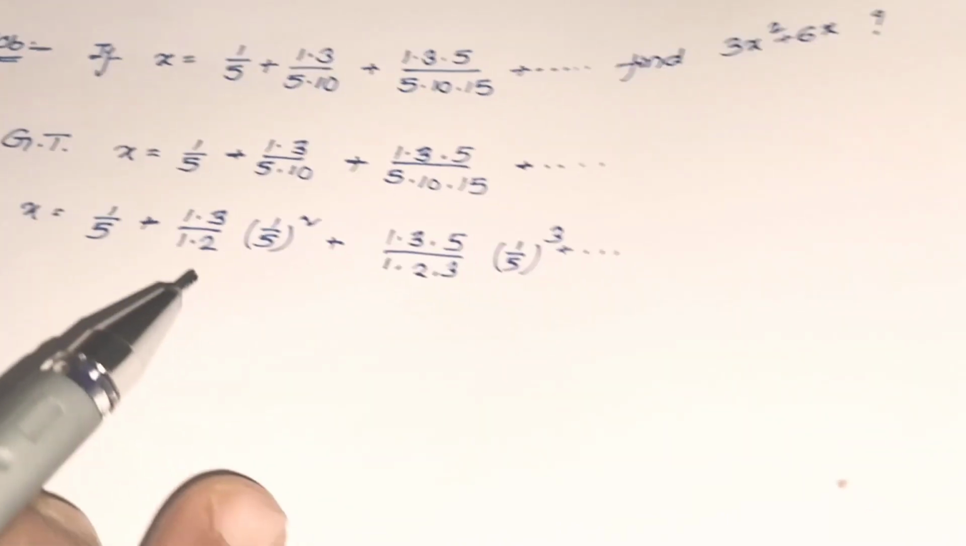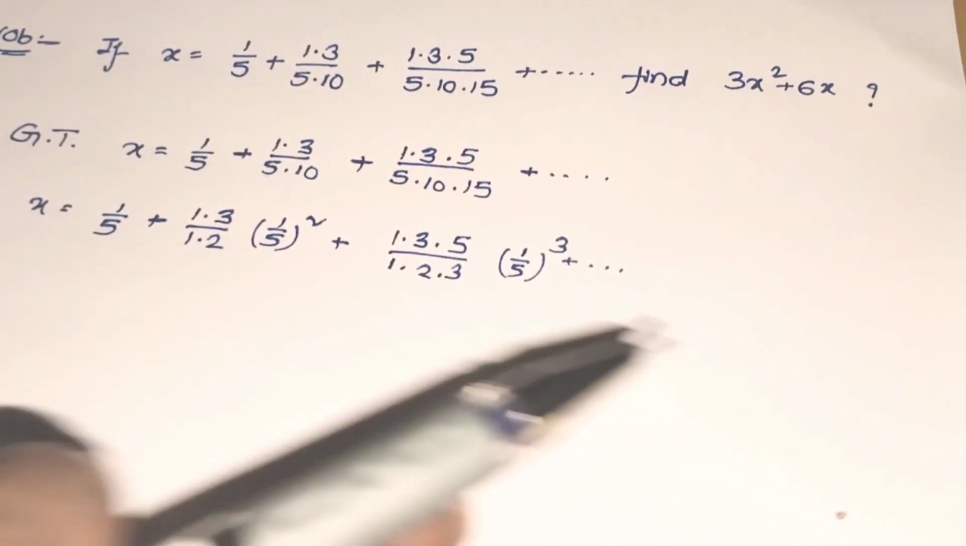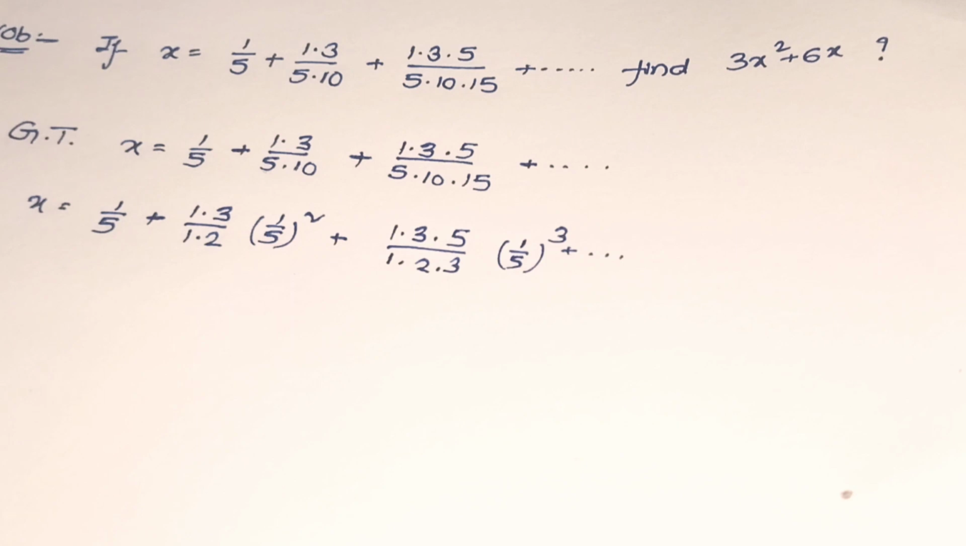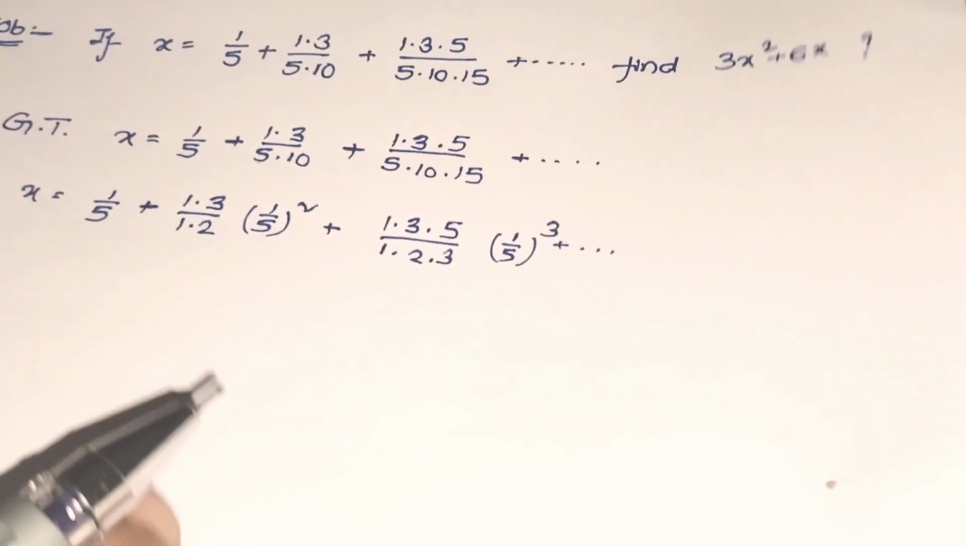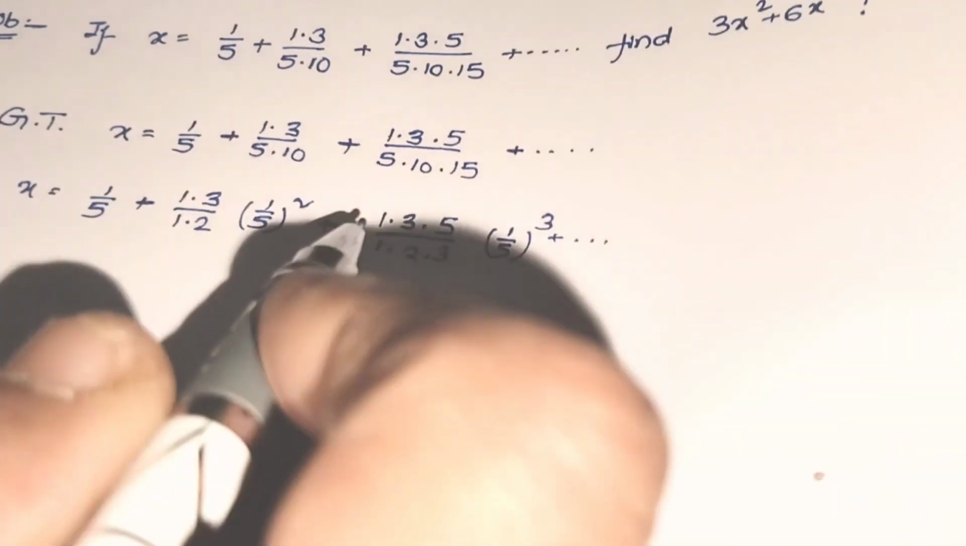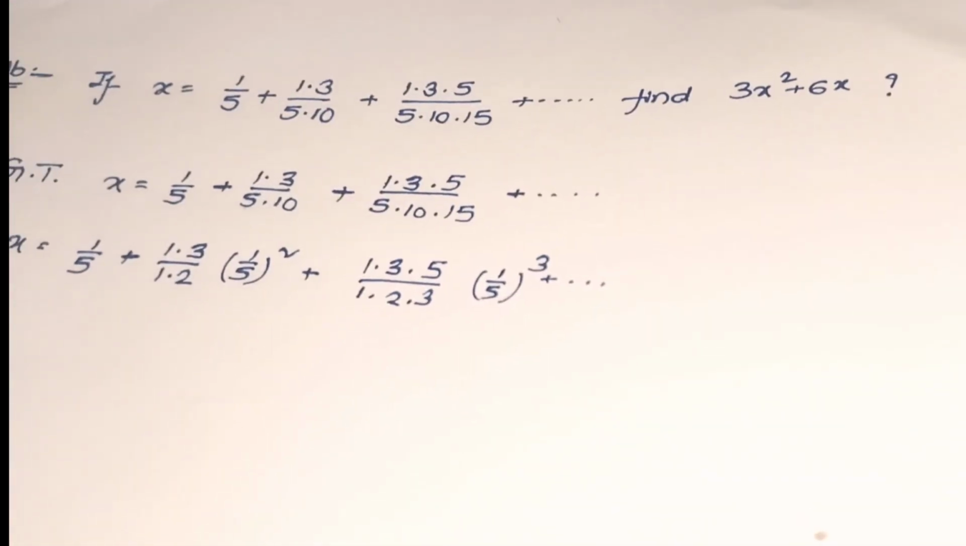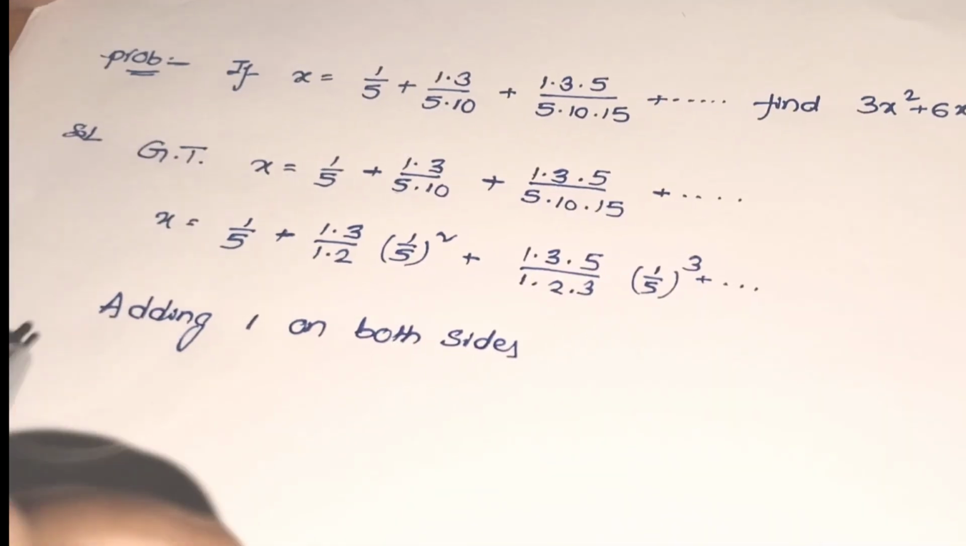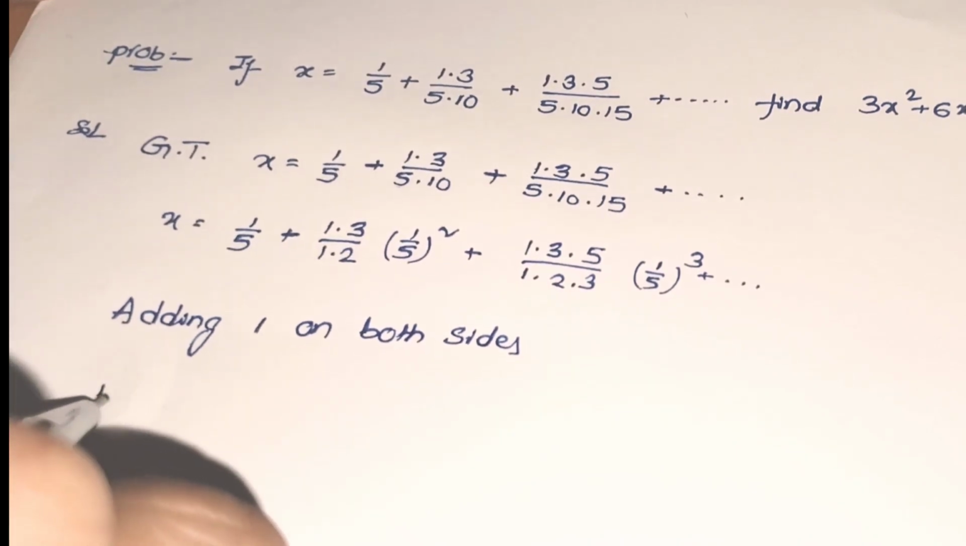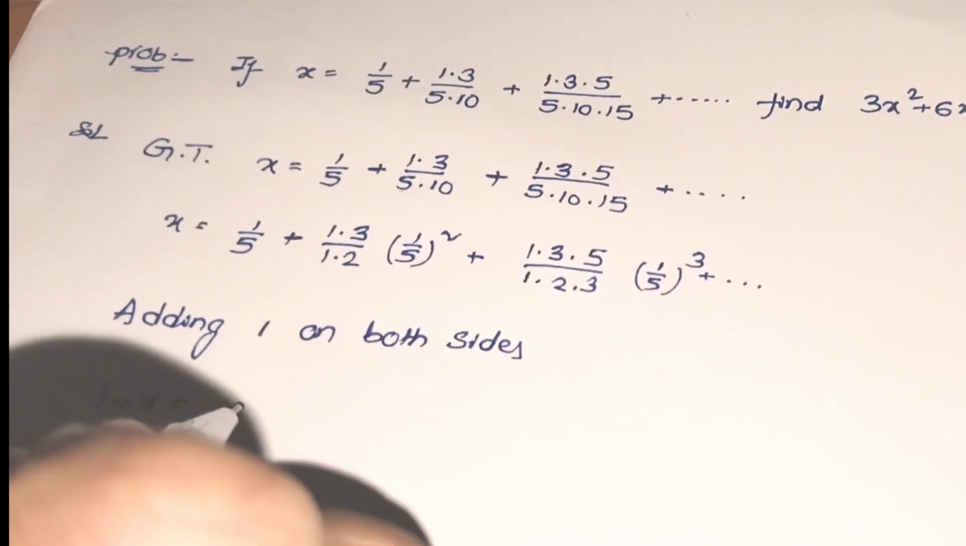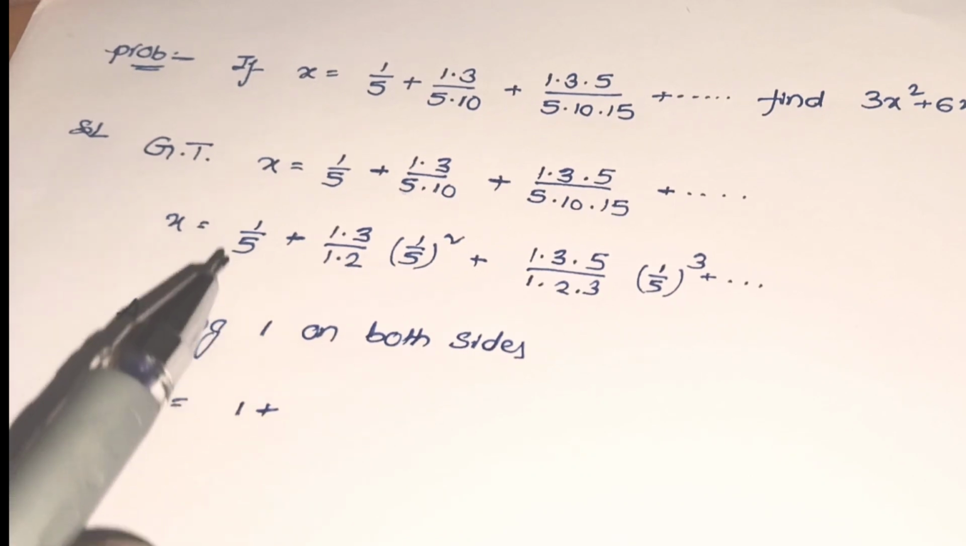Now here, we know that the first value of the series is equal to 1, so we have to add 1 on both sides of this equation. That is, the next step is adding 1 on both sides, which implies 1 plus x is equal to 1 plus, so what is the second value here? We have 1 by 5.